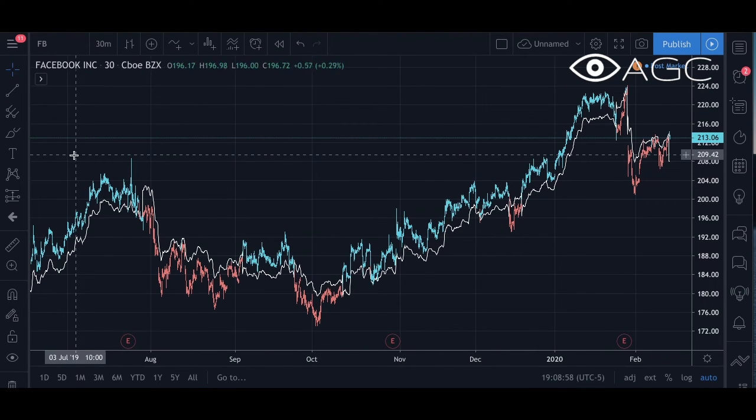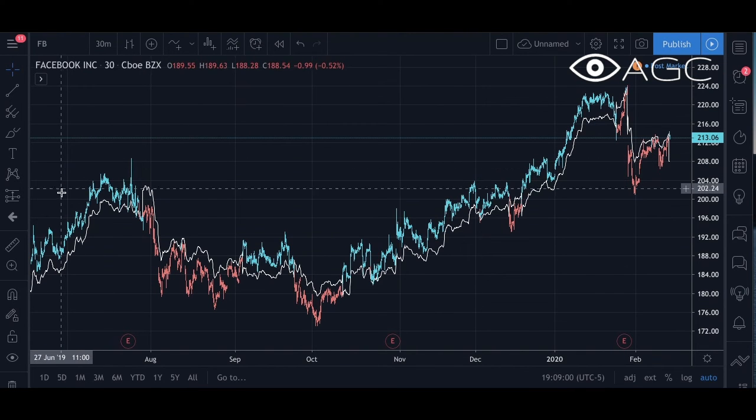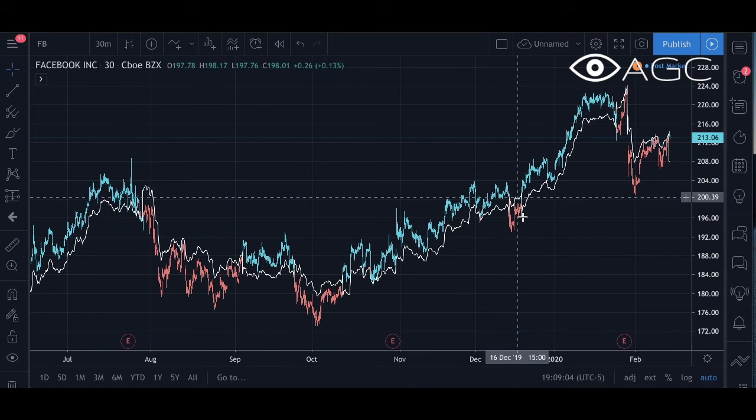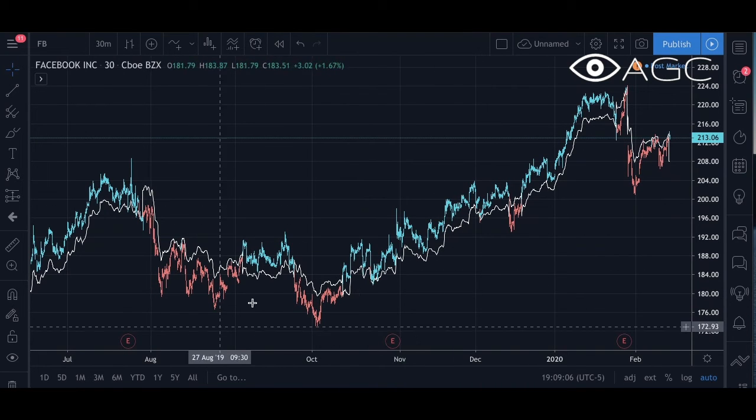Let's look at Facebook on the 30-minute chart. Now, this is from July 19th. 1, 2, 3, 4, 5, 6, 7, 8, 9, 10 trades. And keep in mind, you're going to be getting notifications every time the trend changes, so that you can just jump directly onto your phone or onto your laptop and make these trades.